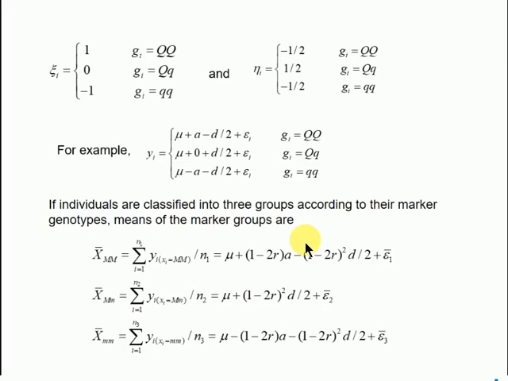In other words, whether or not these three means are statistically homogeneous, the same, indicates the value of R. So testing whether or not the marker and the QTL are linked together is now turned into a question: whether or not these three means are different.